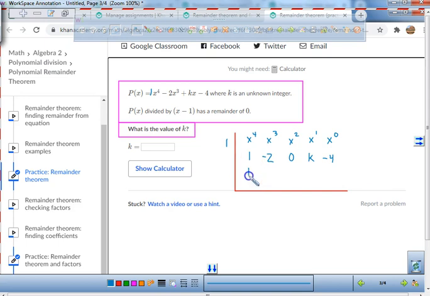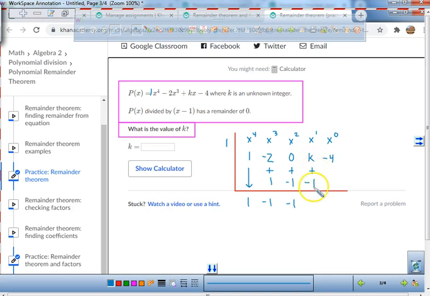The very first thing you always do is drop down that very first number. So I'm dropping down the 1. After you drop down the 1, you multiply it by this 1 and you get 1. Then you take the negative 2 and the 1 and you always add these together. So you get negative 1. Then 1 times negative 1 is negative 1. And then what do you always do with these? You always add them together, and 0 plus negative 1 is negative 1. Then 1 times negative 1 is still negative 1. And what do I have to do? I have to add these together. Uh-oh.